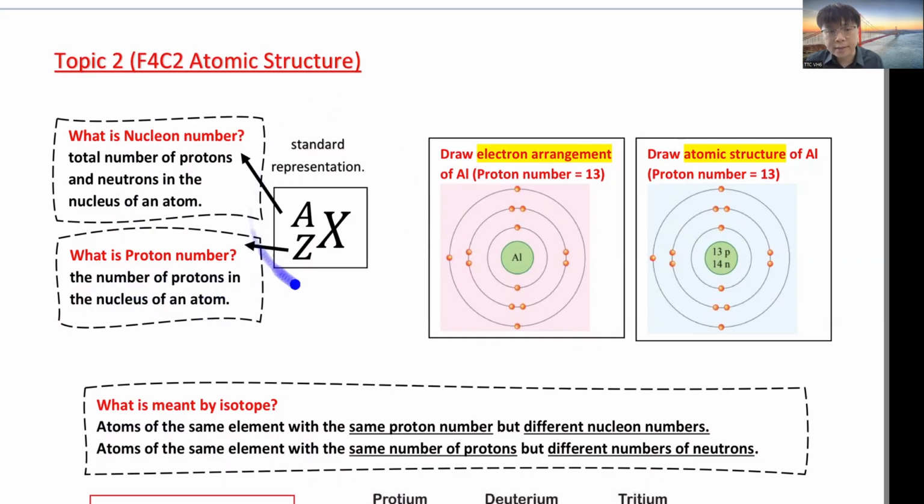Standard representation looks like this: you have a symbol here, then you have the nucleon number on top, then the proton number below. So in the exam, they might ask you to draw the electron arrangement or to draw the atomic structure. What is the difference between these two? Electron arrangement will be like this, Al at the middle, then all the electron arrangement. Then for the atomic structure, the middle is the protons and neutrons.